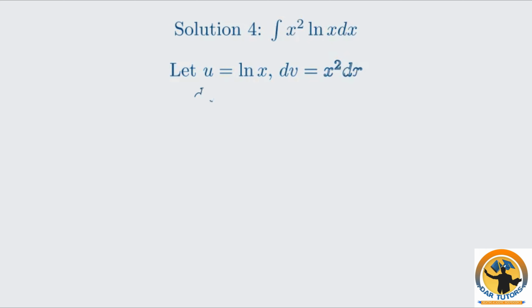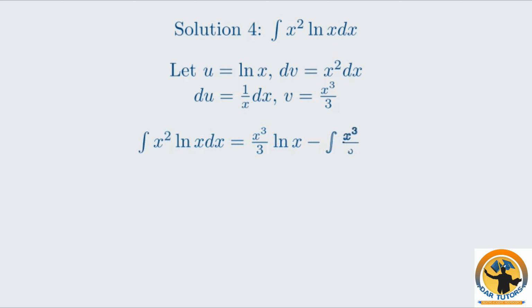Let's look at question 4, which requires integration by parts. Using LIATE, we choose u equals ln x and dv equals x squared dx. This gives us du equals 1 over x dx and v equals x cubed over 3. Applying the formula, we get x cubed over 3 times ln x minus the integral of x cubed over 3 times 1 over x dx.